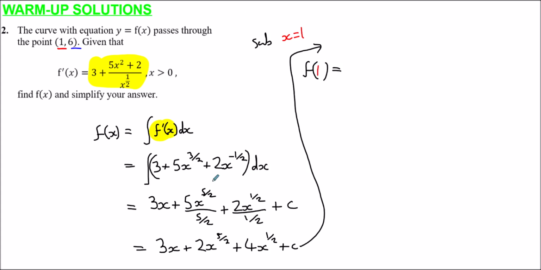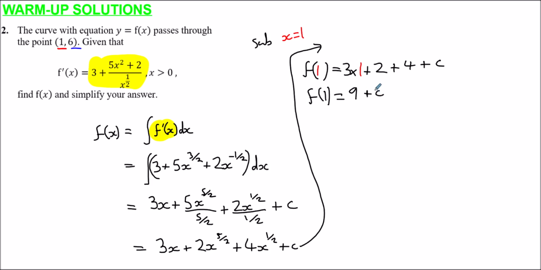is going to be 3x, which means 3 times 1, plus 2 times x. So 2 times 1 to the power 5 over 2. That's just going to be 2, because 1 to the power anything will give us just 1. So 2 times 1 is 2. 4 times 1 to the half is just 4. Then plus c. So in other words, f of 1 equals 3 plus 2 plus 4. 3 plus 2 plus 4 is 9. So f of 1 equals 9 plus c.